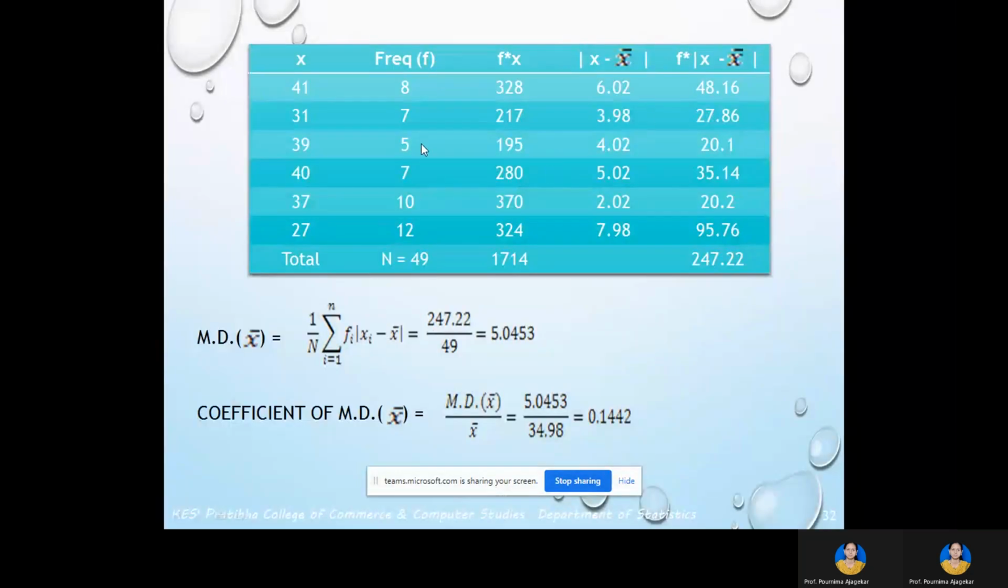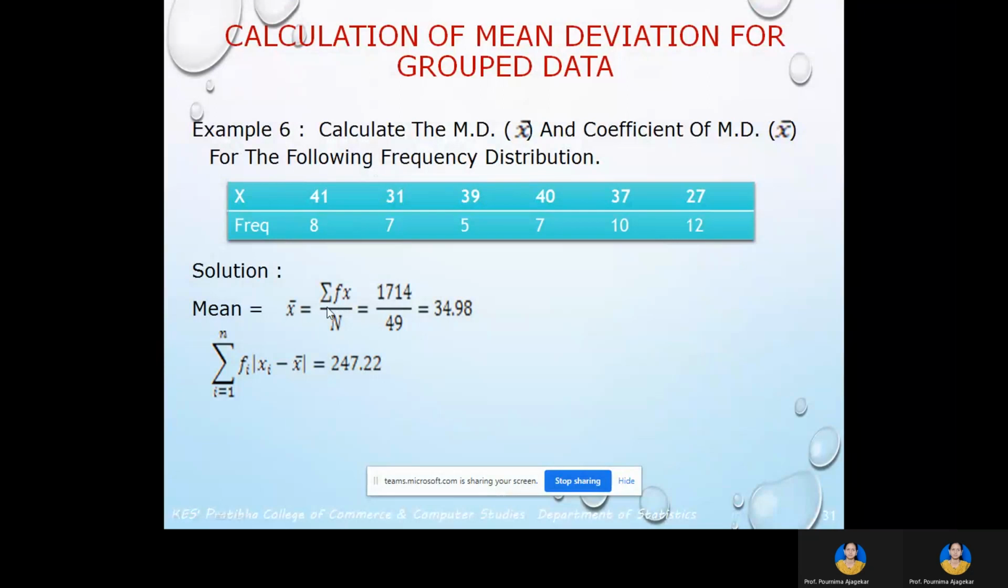Here we have the table of calculations. Firstly, we have to prepare the column fi into xi. We prepare this column to get the summation fi xi. From this sum, we can calculate the mean. Here x bar equals summation fi xi divided by total frequency, and we get mean x bar equal to 34.98.